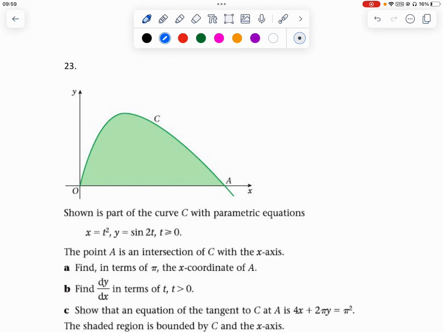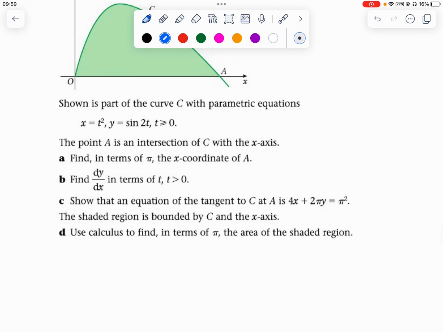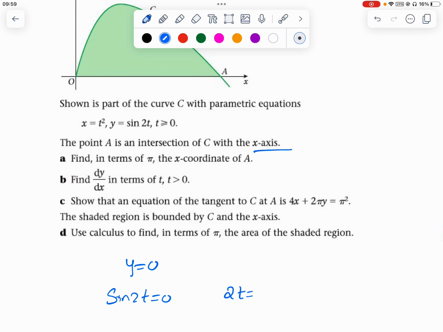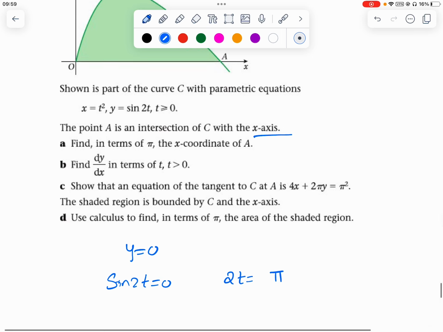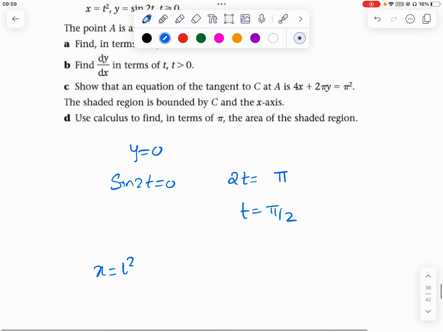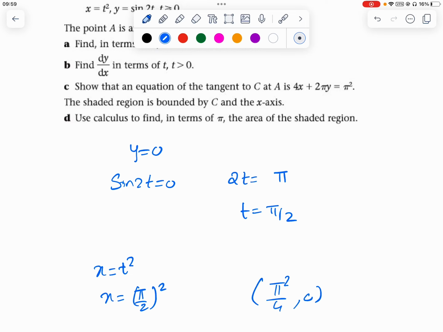Question number 23. Again parametric form. The point A is the intersection of C with the x-axis. Find in terms of pi the x-coordinate of A. So x-axis means y equals 0. So sin 2t equals 0. So 2t equals 0 or pi, since sin pi equals 0. So what is the t value? Pi by 2. So x equals nothing but t squared. So x equals (pi/2) squared. So what is the coordinate? (pi squared/4, 0).